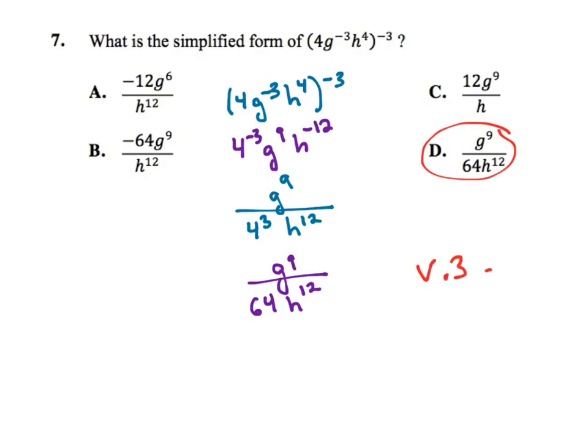Need practice with this? IXL V3 to IXL V7. That means everything in between could help you because we did multiple skills here. V.3 is really going to be your gold mine. I think negative exponents is really what's the trouble spot for most of you.